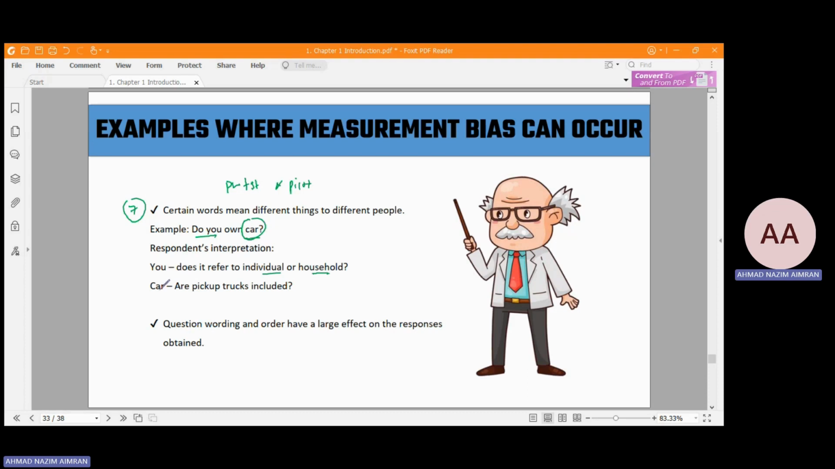And maybe some of the respondents will ask, are pickup trucks included as cars? Okay, so these are the kinds of questions that need to be avoided, need to be pre-tested and pilot tested, and it needs to be very clear. Maybe you need to give an example.